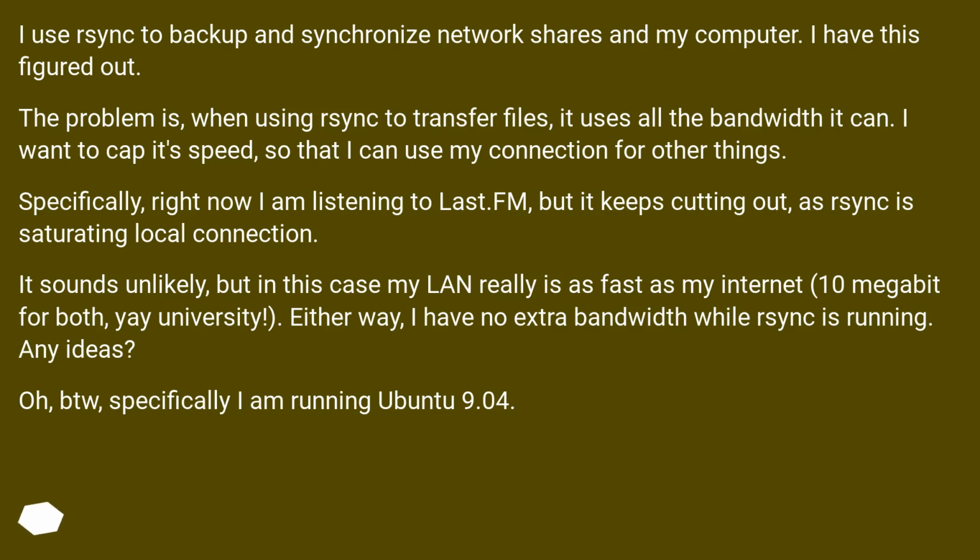It sounds unlikely, but in this case my LAN really is as fast as my internet, 10 megabit for both, university. Either way, I have no extra bandwidth while rsync is running. Any ideas? Oh, BTW, specifically I am running Ubuntu 9.04.